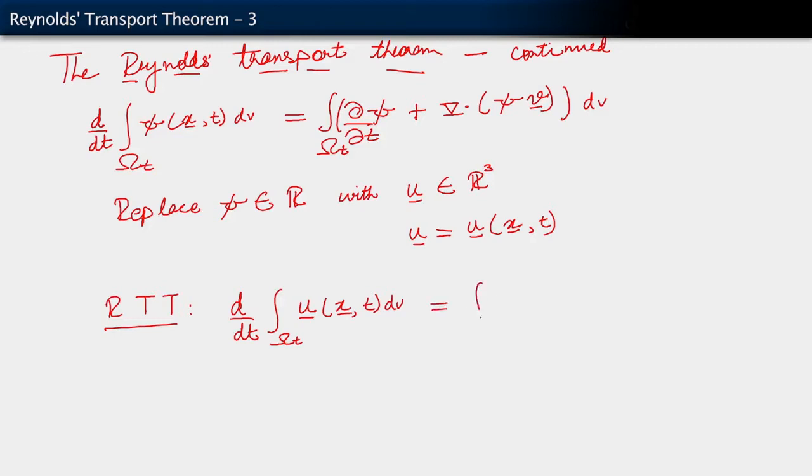We get the integral over omega t. Once again, we will have the pure partial time derivative of u, plus the divergence of u tensor v, all of this dv.